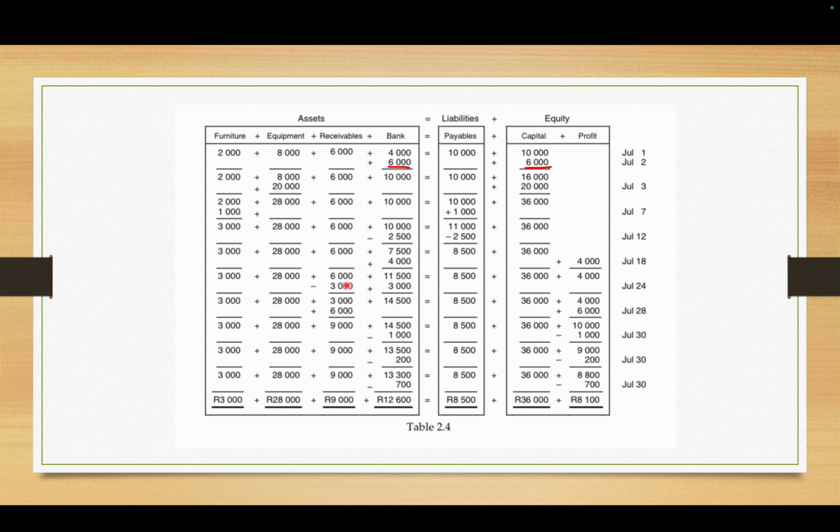So minus 3,000, plus 3,000 bank, minus 3,000, plus 3,000 gives us 0. Doesn't affect our liabilities, so 0. Doesn't affect our equity, which gives us 0.